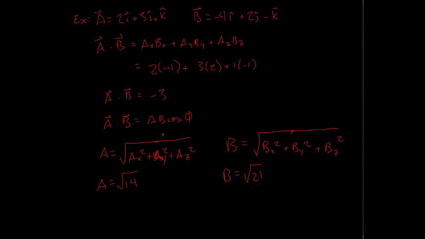So plugging those back in, we know that the dot product equals negative 3. Now we know the magnitude of A and the magnitude of B, so now we can solve for phi. And if you do that, you would end up with phi equaling 100 degrees. So that's a handy way of using scalar products to figure out angles in between vectors.